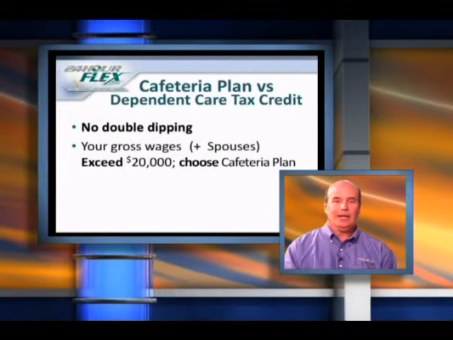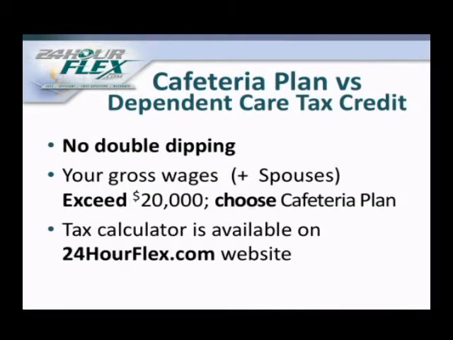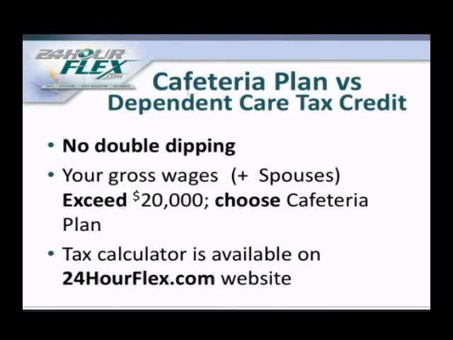Let's take a look at an example, because in most situations, the daycare available through the cafeteria plan will be a far better tax benefit to you than the daycare tax credit. Here's a rule of thumb. If your gross wages, including your spouse's, exceeds $20,000, choose the cafeteria plan. We do have a tax calculator that's available on the 24HourFlex.com website. You can go on that website and put in your information and calculate your tax savings.